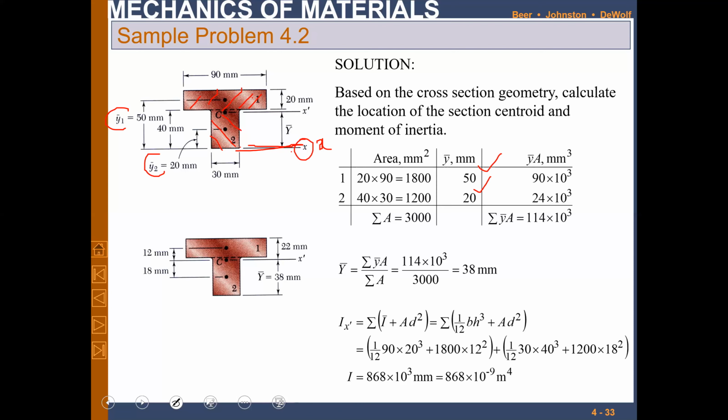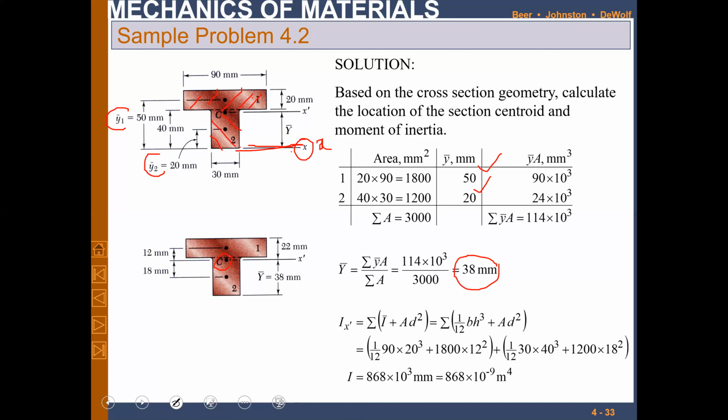So the sum of y bar times A is 90 into 10 raised to power 3 and 24 into 10 raised to power 3. We will sum up all these areas and sum all these first moments of area, right? The sum is basically 114 into 10 raised to power 3. The sum of all the areas will be 3000. So we will divide these both and we will end up with 38. Now this 38 is the point at which this centroid is existing, right?